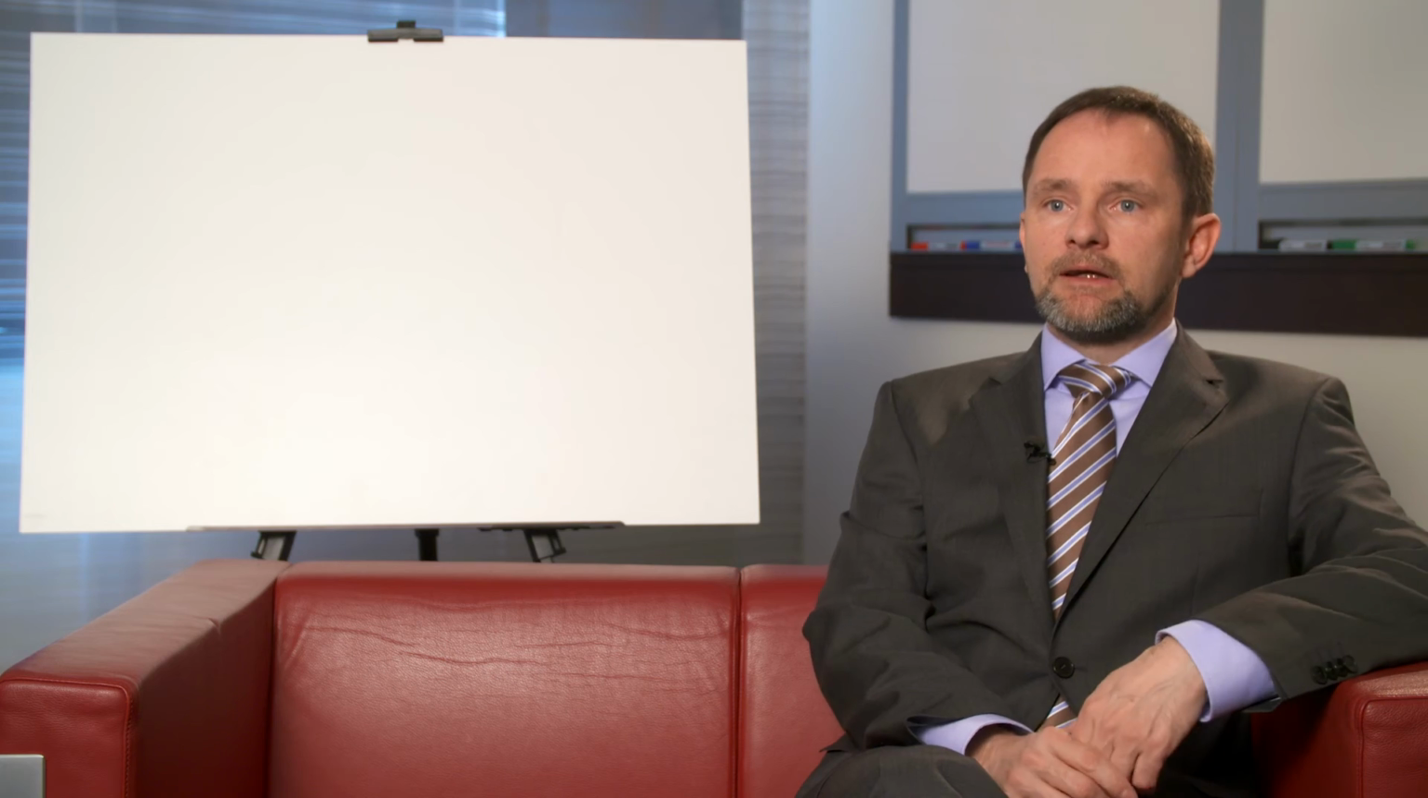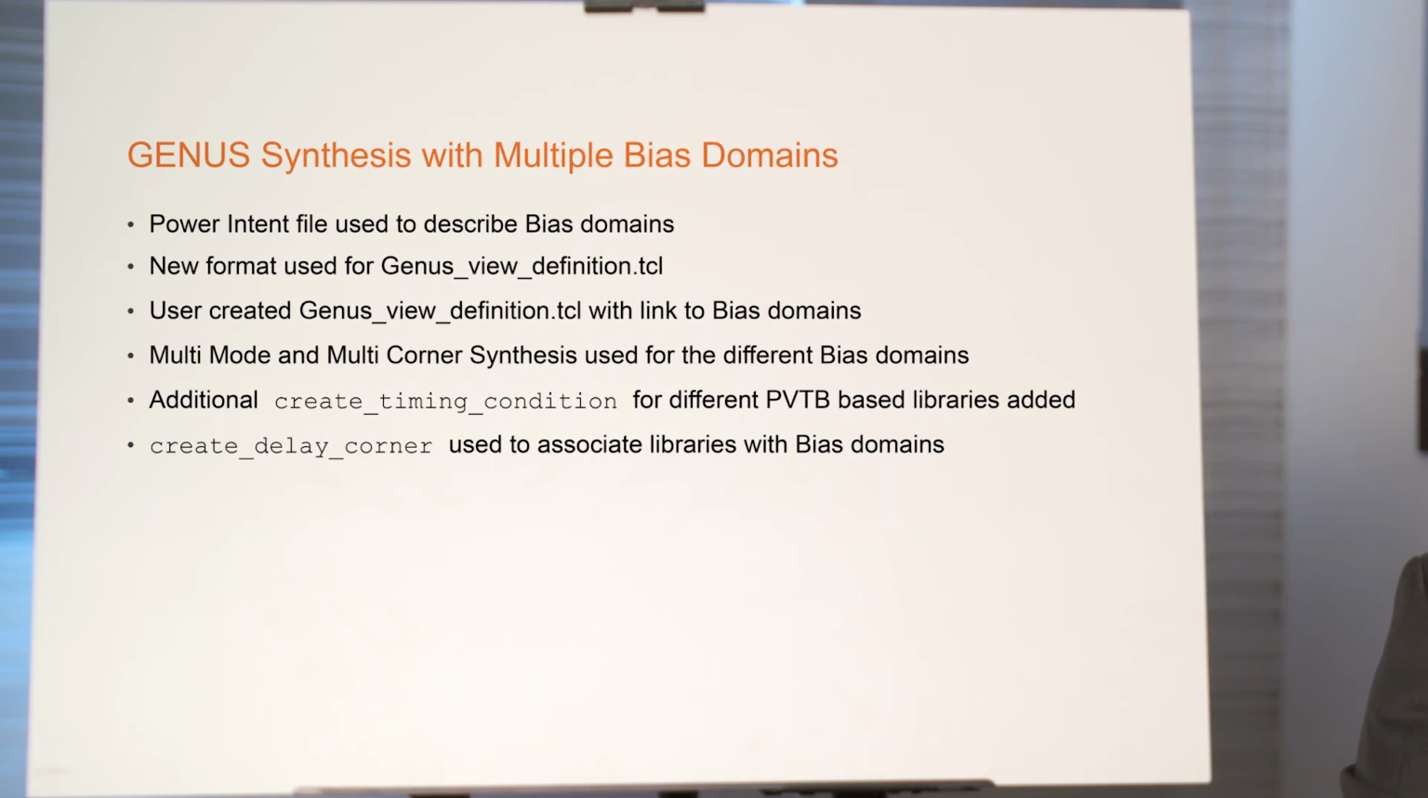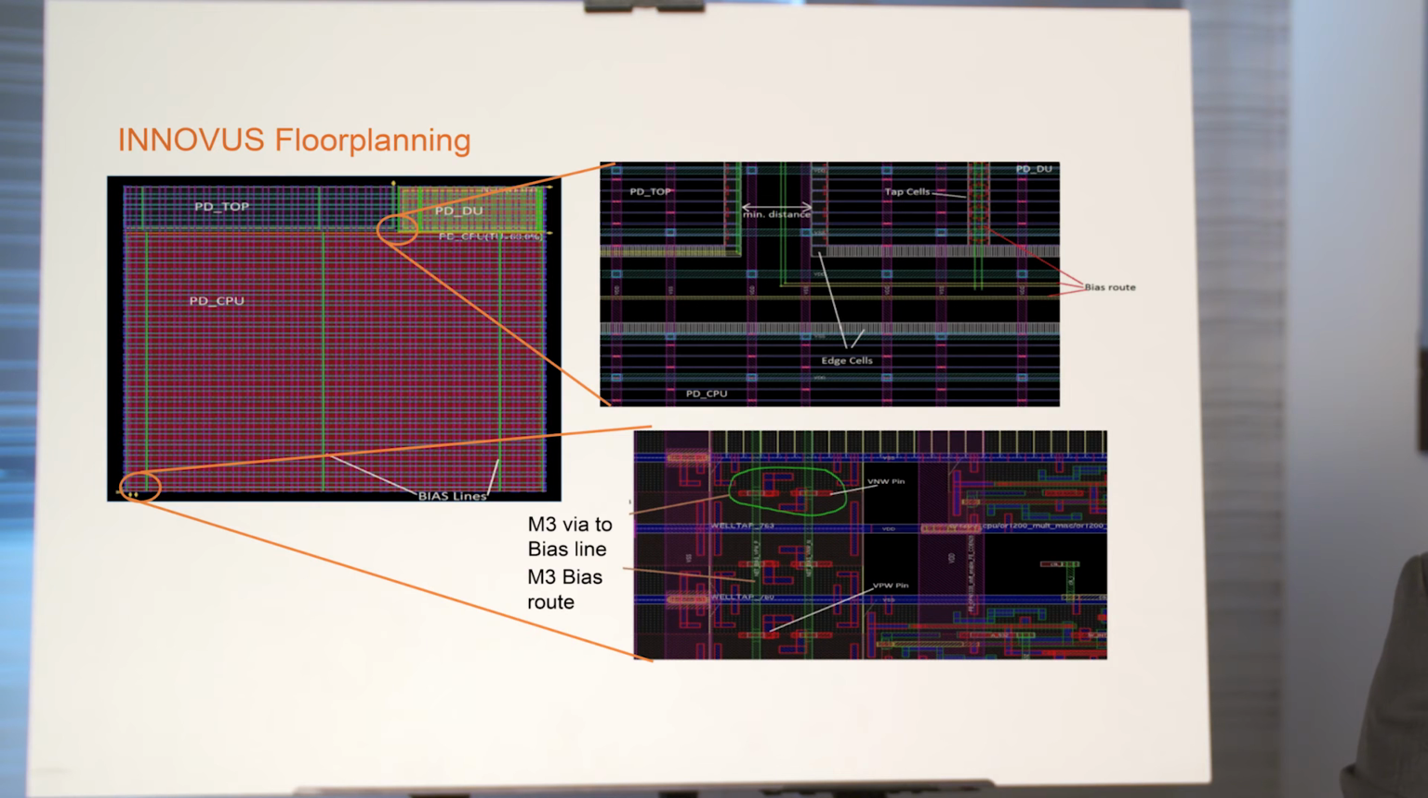There are only small additions you have to be aware of. That means you have to do a multi-bias domain synthesis. That means you do multi-corner, multi-mode synthesis, and in the Innovus flow you need to do bias routing. So that's the important thing in that technology. If you want to implement a bias net, you need to do the bias net routing.